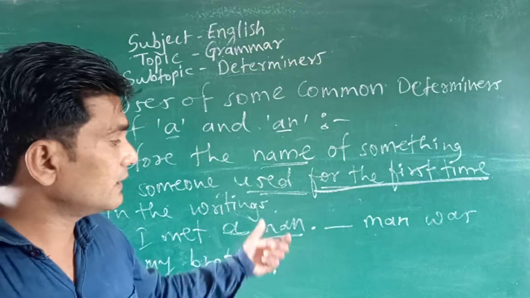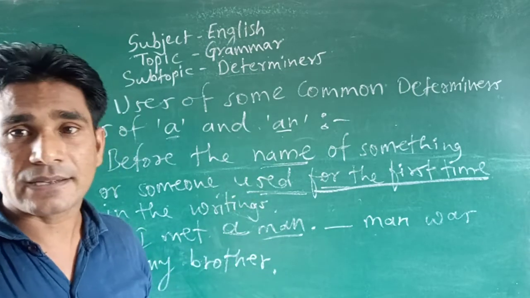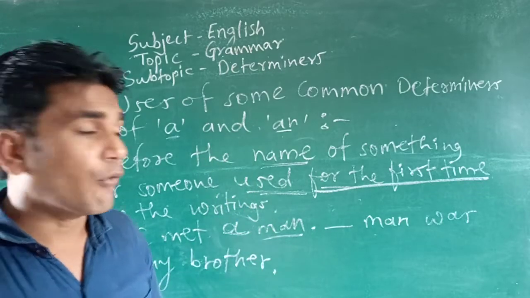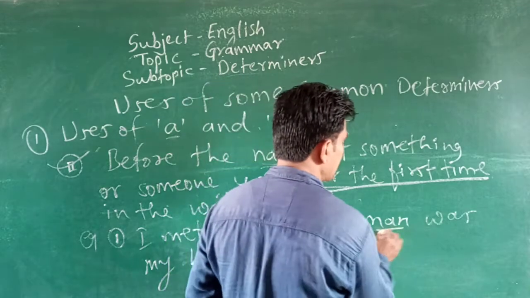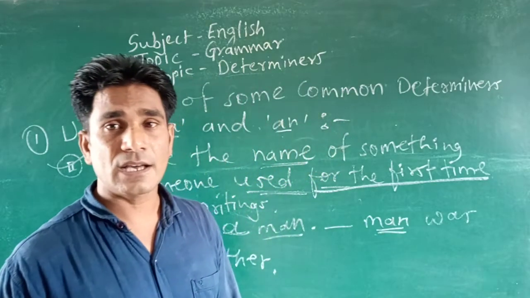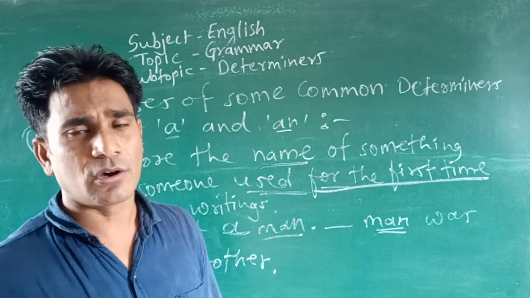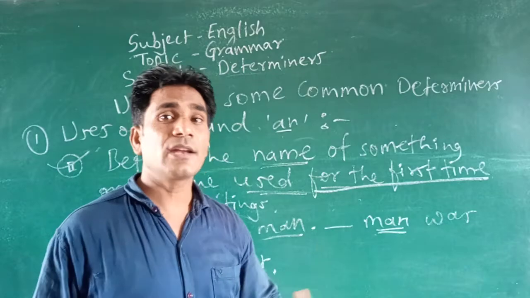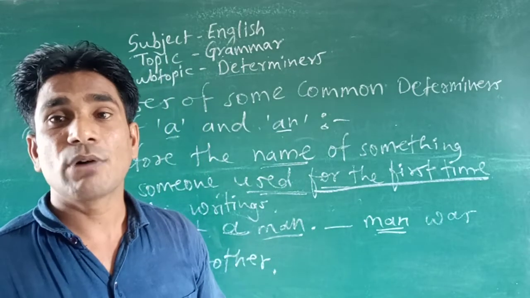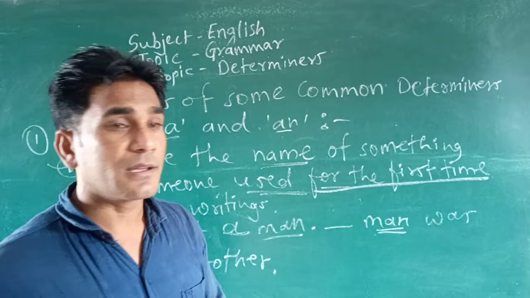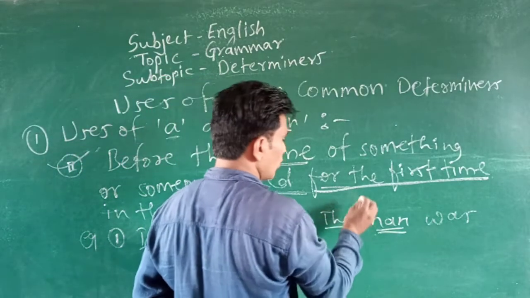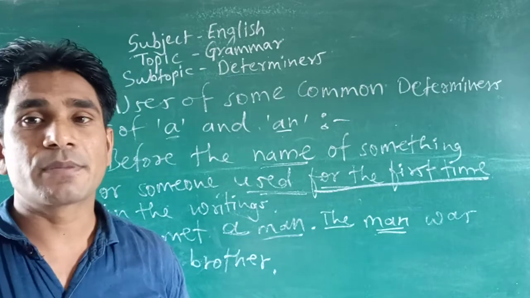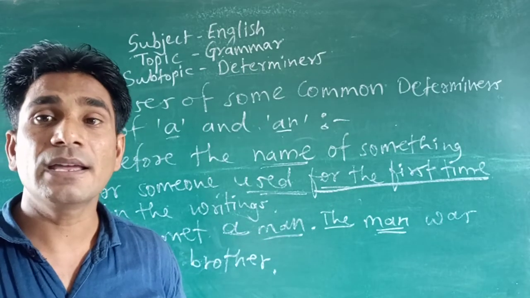Okay, and then in the same extract, in the same writing, in the same story, while you are talking about the same man a second time or more, you are referring to the same man or same thing or someone, then we have to use the article the. The man was my brother. The man was my brother.